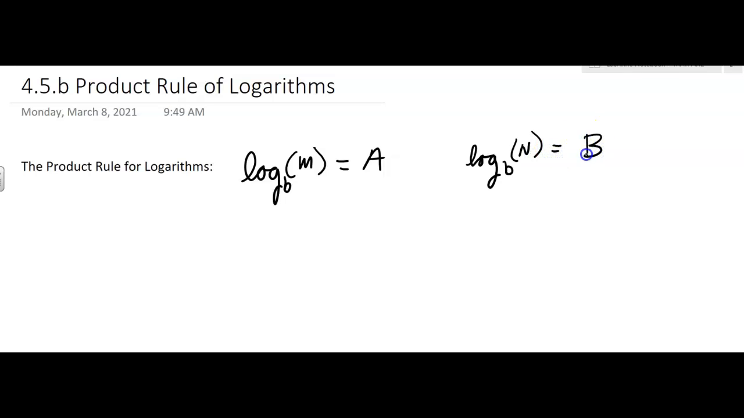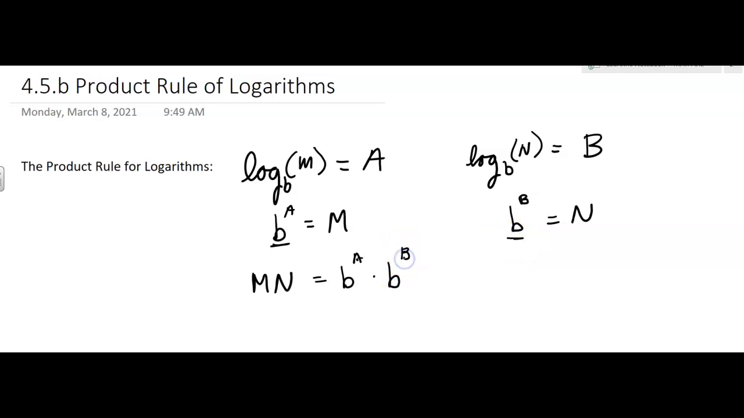equaling b. Okay? Well, if I write those in exponential form, I would have b to the a equals m, and the other one would be b to the b equals n. Now let's say we want to multiply these things. So I'm going to say m times n. Well, that would mean then b to the a times b to the b. Maybe I should have used other letters.